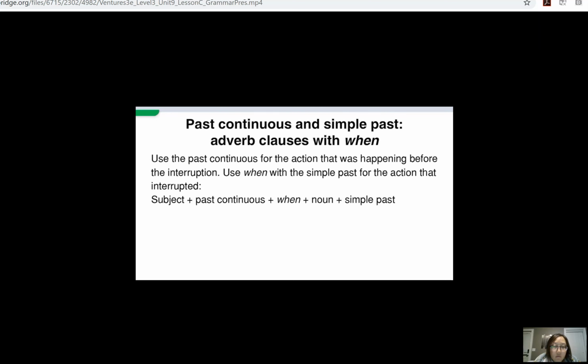Past continuous and simple past. Adverb clauses with when. Use the past continuous for the action that was happening before the interruption. Use when with the simple past for the action that interrupted. Subject plus past continuous plus when plus noun plus simple past. She was sleeping when the phone rang.